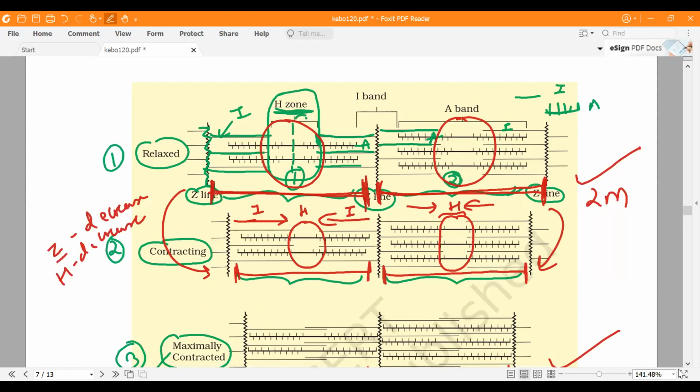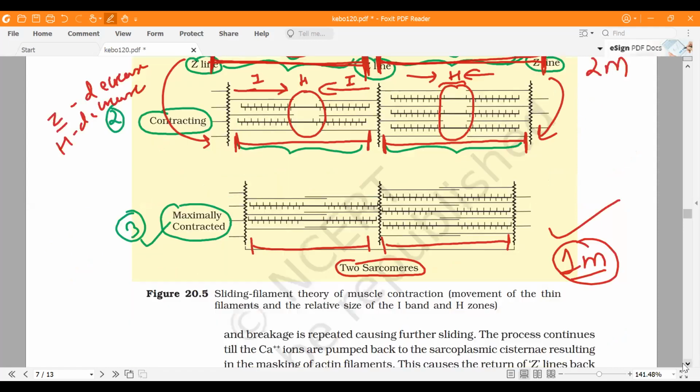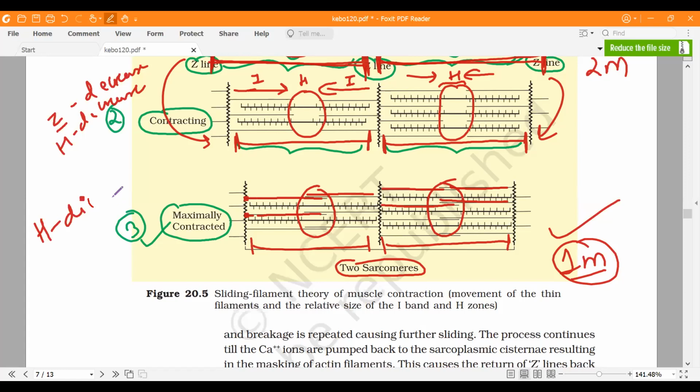Yes, sir. Now the other thing you should notice is that the I bands have completely touched one another. Here the I bands overlap each other, right? Yes, sir. If you see, the I bands are completely touched. And which zone has disappeared from here? The H zone has completely disappeared in the maximal contraction.